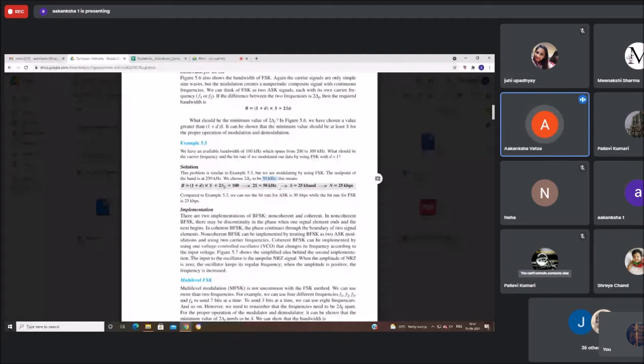So compared to the previous example, we can see that the bit rate for ASK was 50 kbps while the bit rate for FSK is 25 kilobits per second. So when using the frequency shift scheme, the bit rate has reduced to half. But when we were using ASK, the bit rate was double, that is 50 kilobits per second.